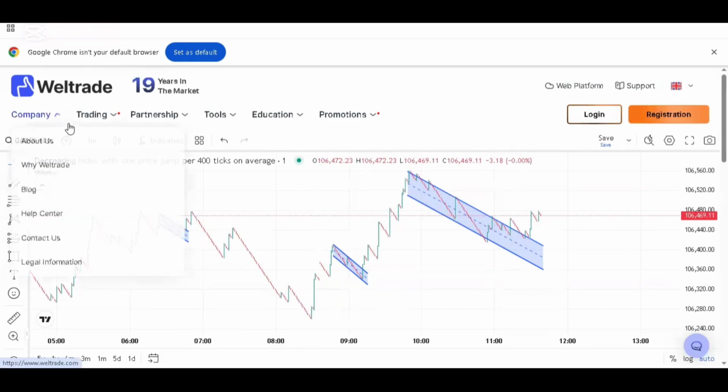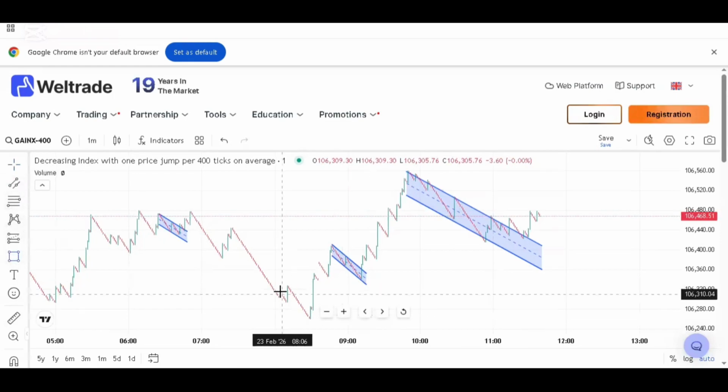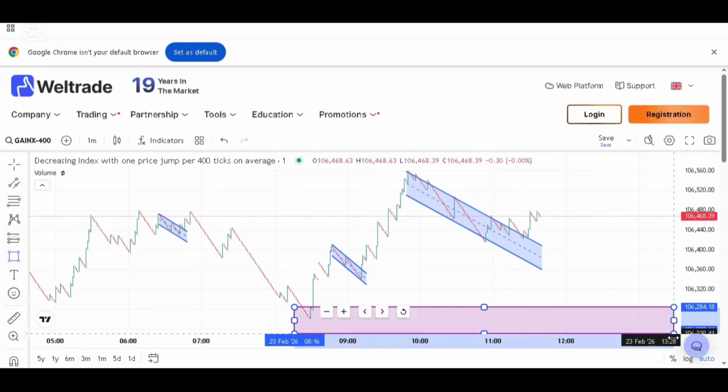Let me draw that zone that I'm trying to elaborate here. Let me show you the zone I'm talking about. It can drop to that zone. So basically, it would be wise for you to wait for the market to reach this zone.